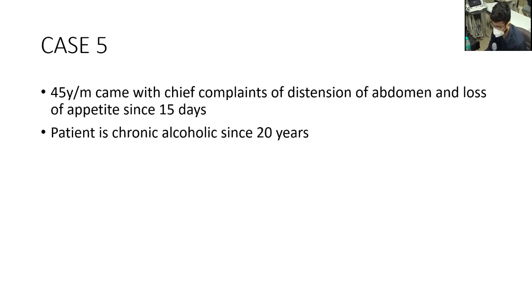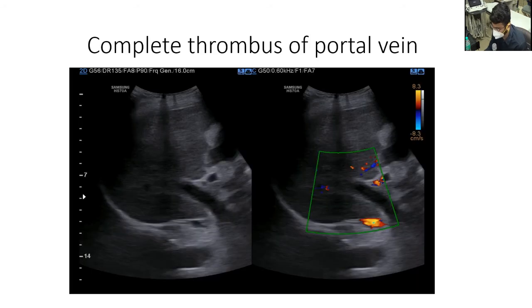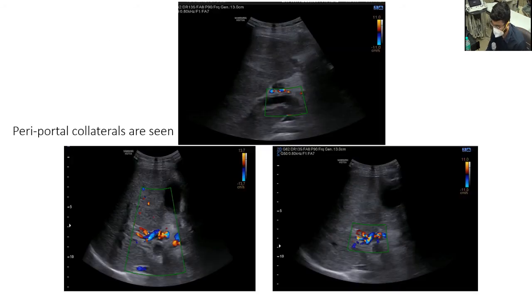The next patient is a 45-year-old male, who came with chief complaints of distension of abdomen and loss of appetite since 15 days. Patient is a chronic alcoholic since 20 years. Here we can see complete thrombus of the portal vein. There are periportal collaterals. Now here there is thrombus and there are collaterals surrounding this.